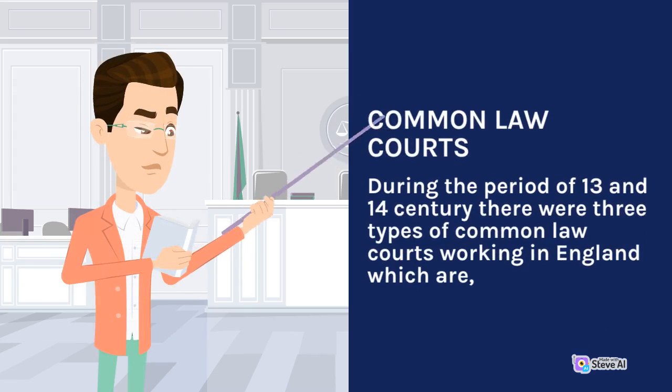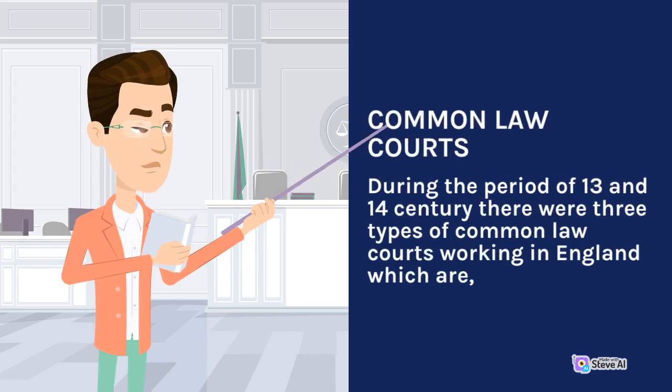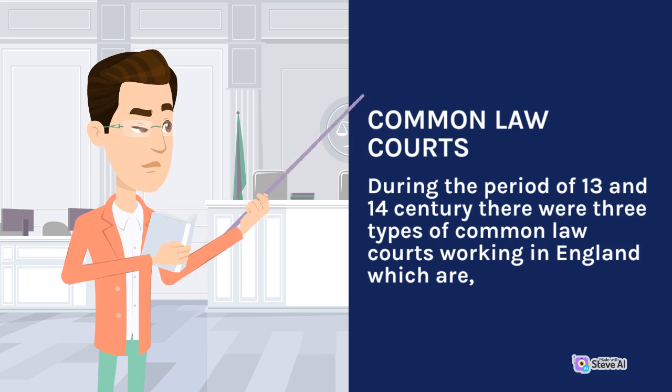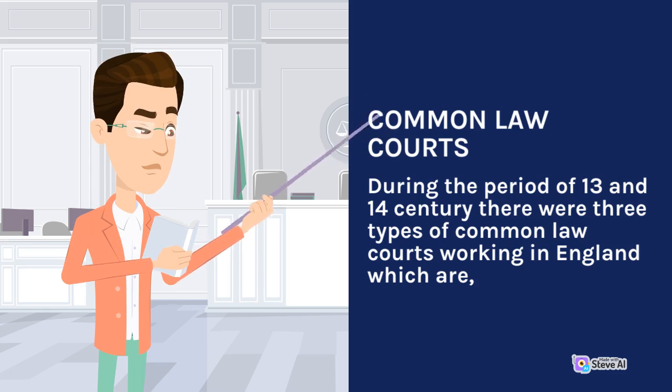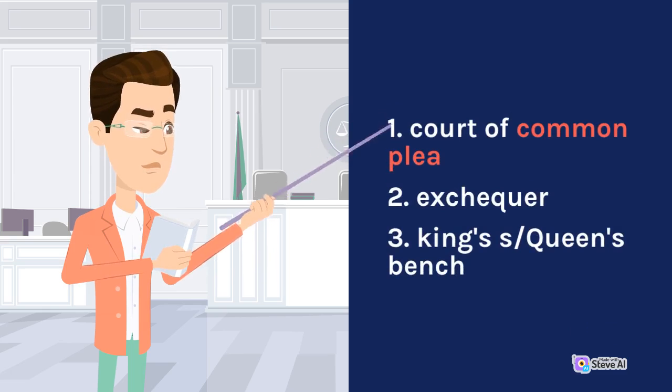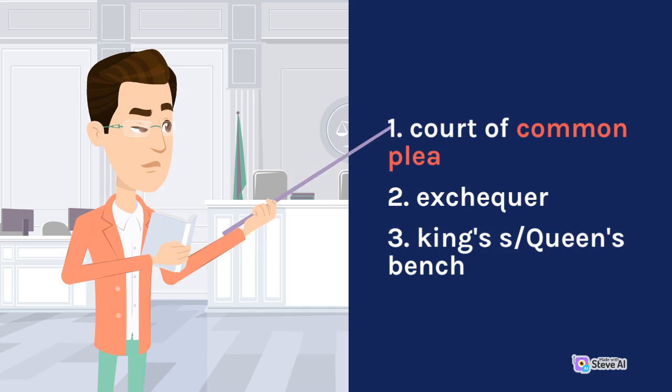Common law courts. During the period of the 13th and 14th century, there were three types of common law courts working in England, which are: 1. Court of Common Pleas. 2. Exchequer. 3. King's/Queen's Bench.